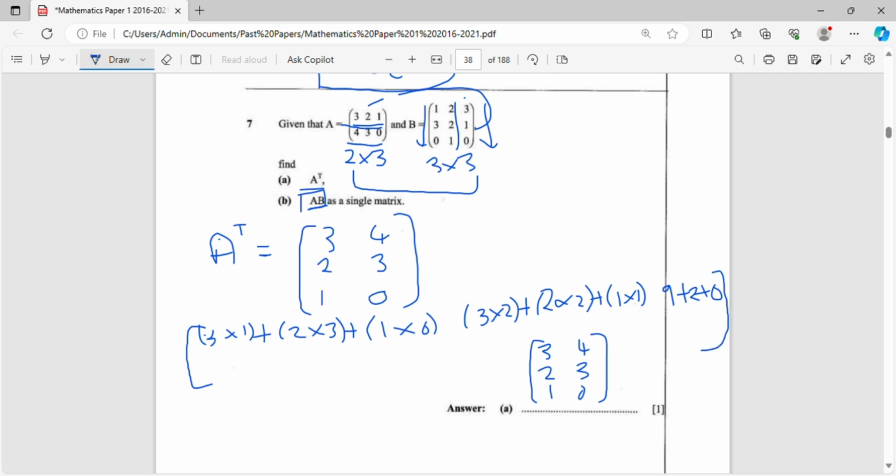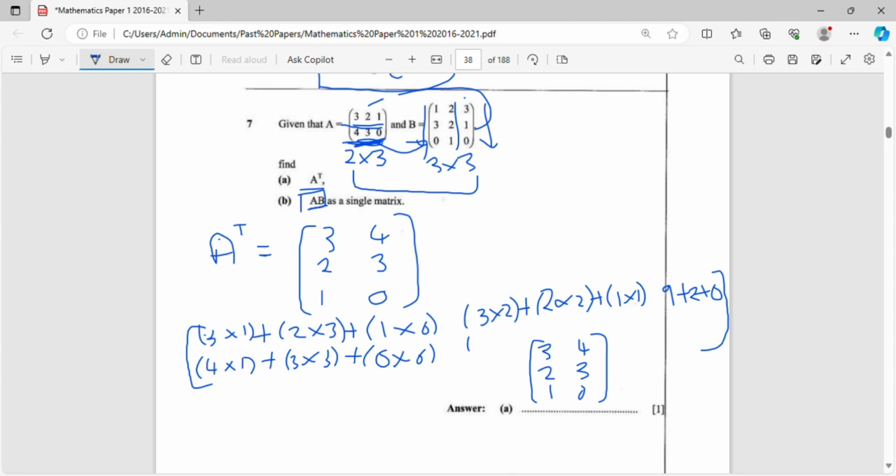And now we come to the second row, which will multiply by all 3 columns as well. So it will be 4 by 1 plus 3 by 3 plus 0 by 0. So here, this second row of matrix A has multiplied with the first column of matrix B. And now it will multiply by the second column.